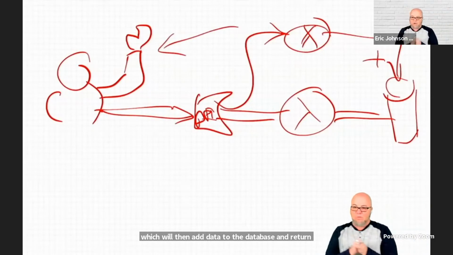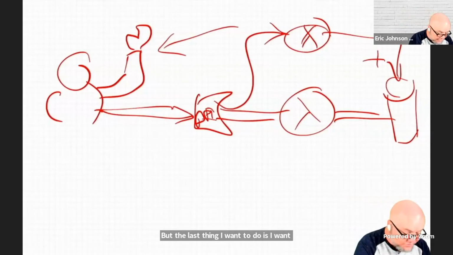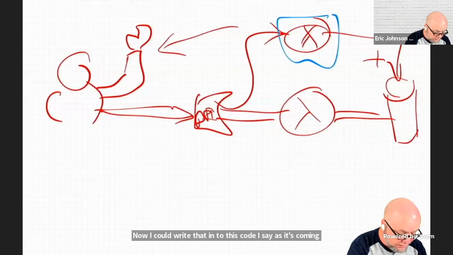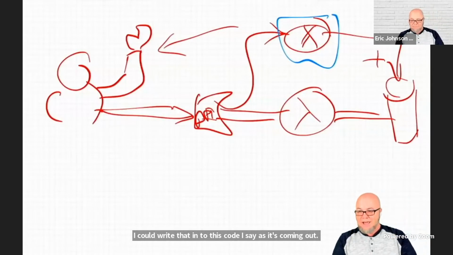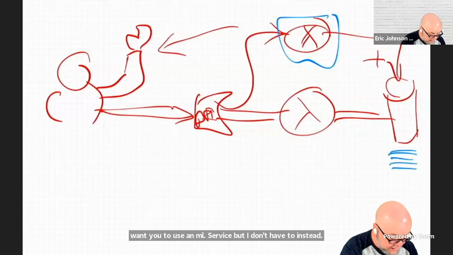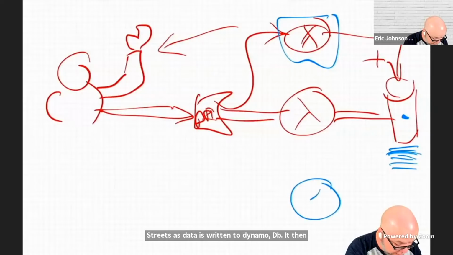But the last thing I want to do is evaluate that text. Now, I could write that into this code, like I say, as it's coming in, I want you to use an ML service, but I don't have to. Instead, I'm going to use a thing called DynamoDB Streams. As data is written to DynamoDB, it then enters the stream, and I can invoke yet a third Lambda function.